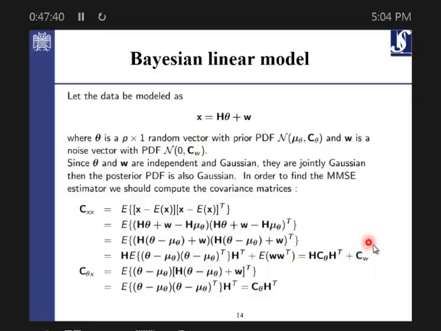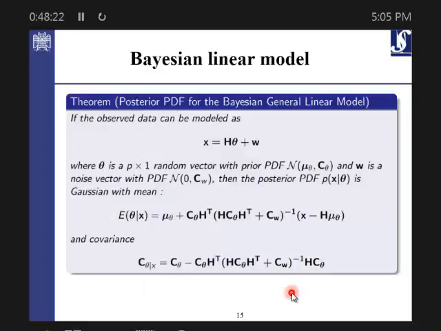For the noise term, we know this is the variance of the noise, so you put C_w. And for this part, H, the expectation, which is similar to a covariance, H transpose, is completely similar to what we had with A C A transpose. So it's H covariance of theta H transpose, plus the covariance of the noise. And for the cross covariance between theta and x, replace the x with this one: theta minus the mean of theta, and x minus the mean of x. What you get is C_theta H transpose.